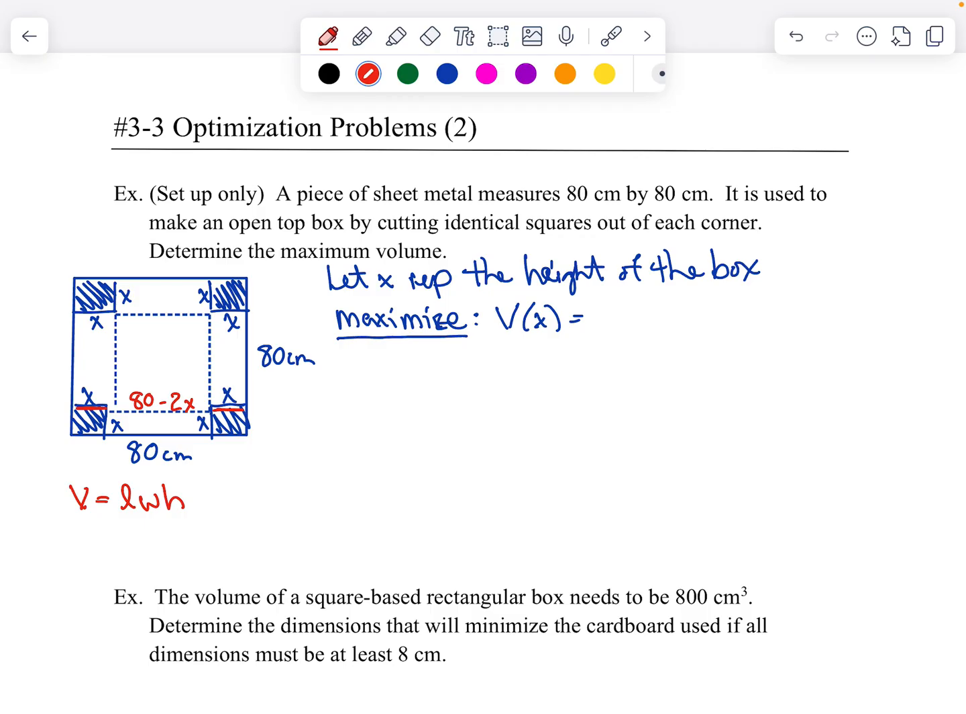In a very similar way, we would end up with the exact same thing here, where this is 80 centimeters, and as I cut off this x and this x on each side, we would end up with the exact same thing. I would have 80 minus 2x there as well.